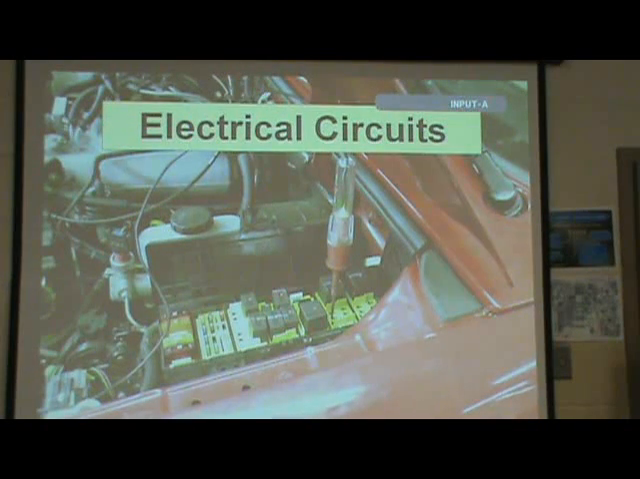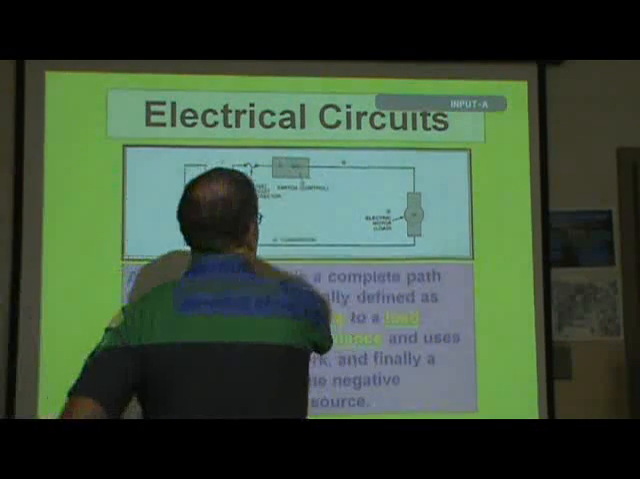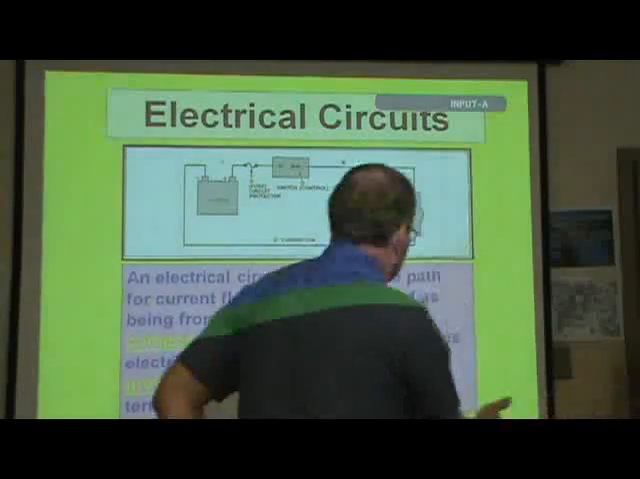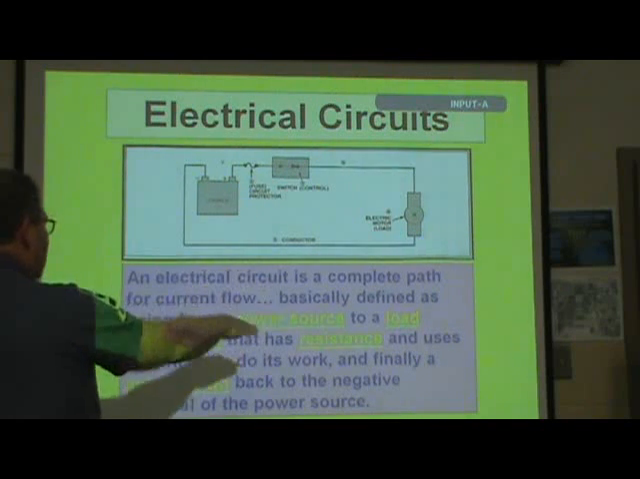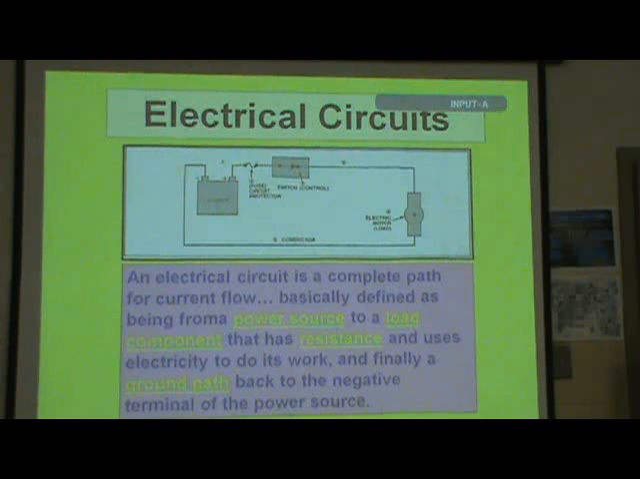Okay, now then, we got some electrical circuits here. You got right here, electrical circuits, a complete path for current flow. You got to have both sides, right? I've seen people just hook the positive up and they wonder why it won't work because they never hooked up the ground. That's not a good way to go here. Okay, a circuit is defined as being from a power source to a load component that has resistance and uses electricity to do its work. The work is actually being done by electricity.